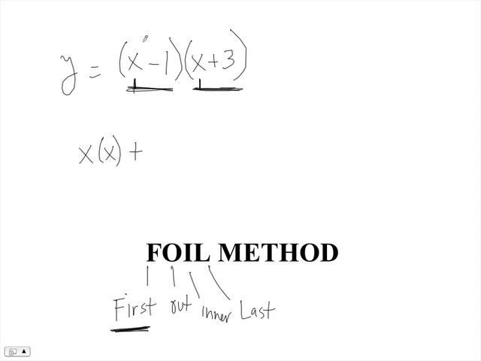Plus outside. So on the outside, here's X on the outside. Here's 3 on the outside, the outer part. So X times 3. Those are the outside. Plus I stands for inside. On the inside, these two right here are the inside. So negative 1 times X plus the last ones. Negative 1 is last and 3 is last. So negative 1 times 3.